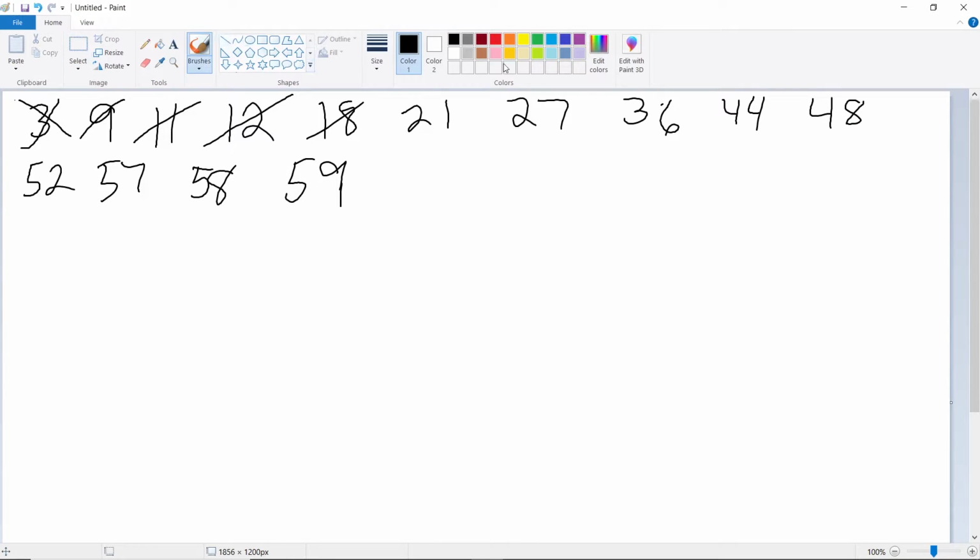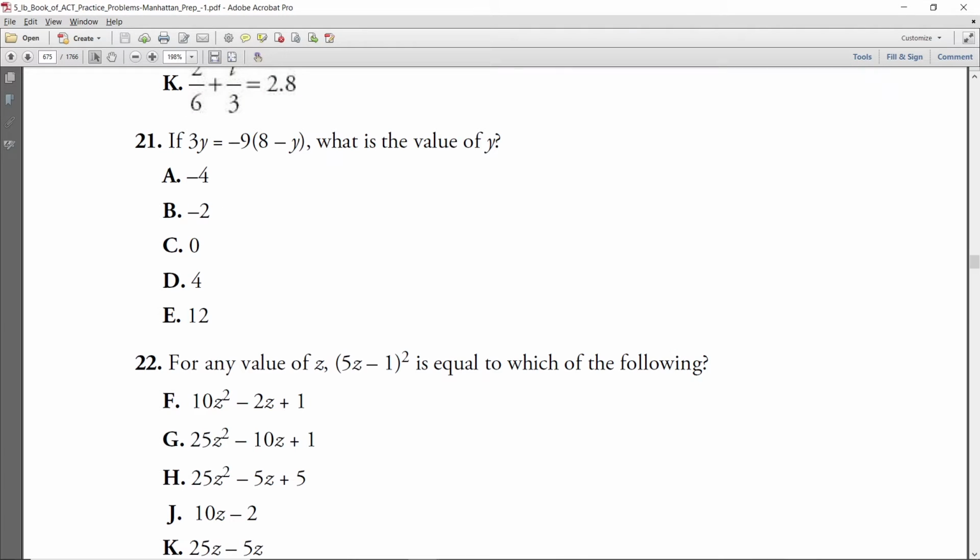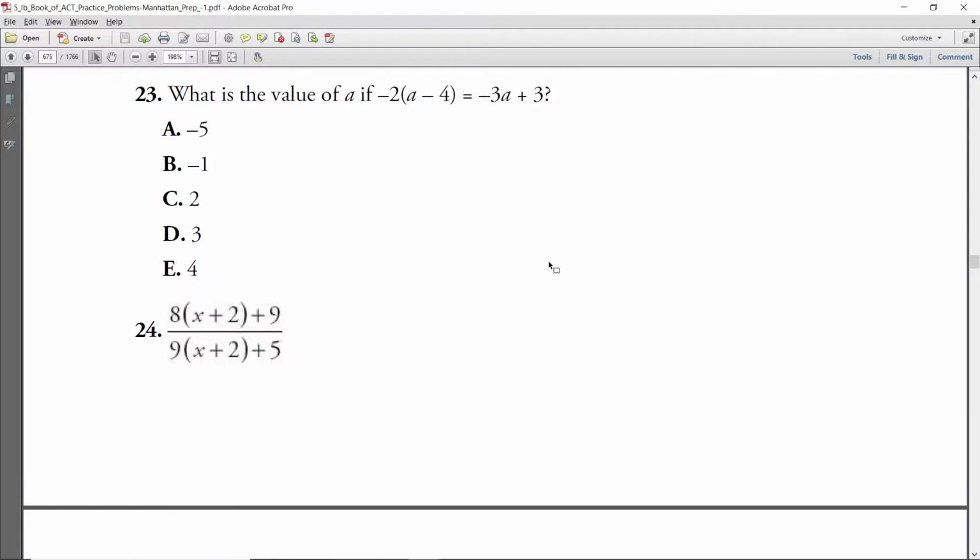Okay, we have got it. And that was 21, I believe. I'll double check in a second because I forget. All right, the next one is 27.